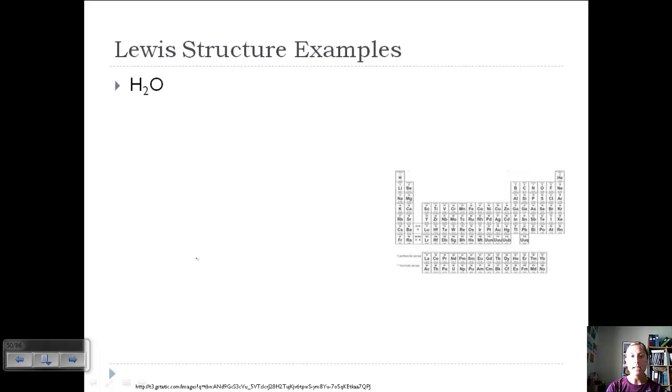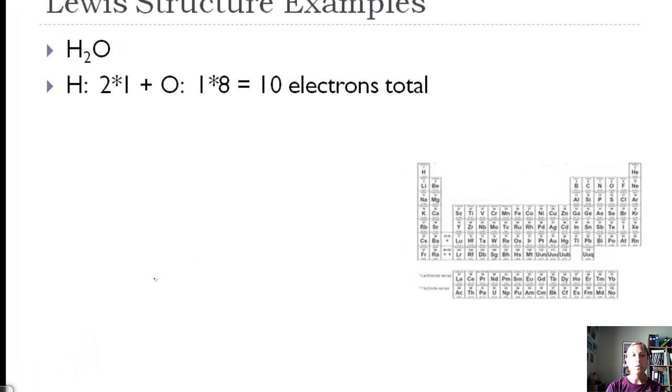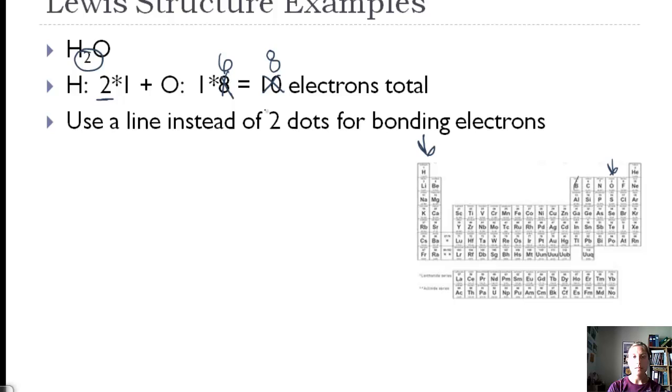So let's look at an example. We've got H2O, or water. Hydrogen is in group 1, so we know it contributes 1 valence electron. Because there are 2 of them, we multiply by 2, so we get 2 times 1, plus oxygen's electrons, which are 1, 2, 3, 4, 5. Ooh, I see a mistake. That shouldn't be an 8. That should be a 6. And so we have 2 plus 6, giving us 8 electrons total.